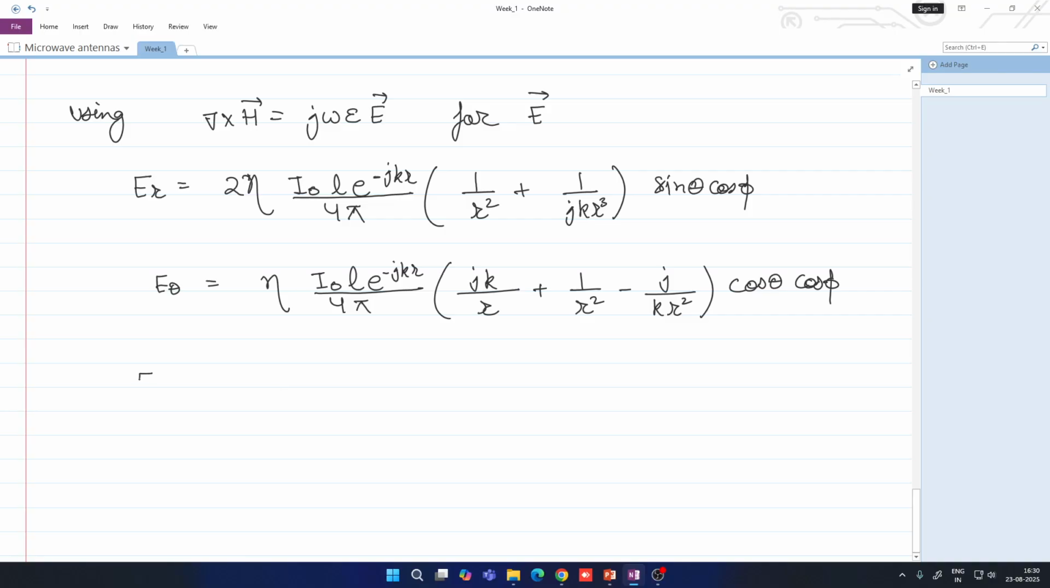And E phi is equal to minus eta I naught L e to the power minus j k r divided by 4 pi into (j k by r plus 1 by r square minus j by k r cube) sin phi. So this is our electric field.